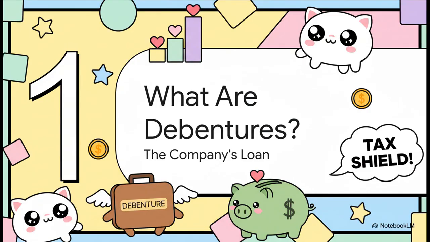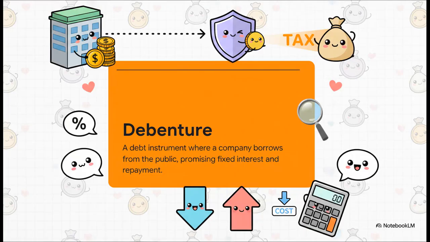Well, the easiest way to think about it is like this. Instead of getting one massive loan from a single bank, a company decides to borrow lots of smaller amounts from thousands of people, just like you and me. That right there is a debenture. Exactly. It's basically a formal IOU from the company to the public. The company is promising to pay you a fixed interest every single year and then give you your original investment back after a certain amount of time. The key thing to remember is that it's a debt instrument. So, unlike shares, holding a debenture doesn't give you any ownership in the company. You're a lender, not an owner.